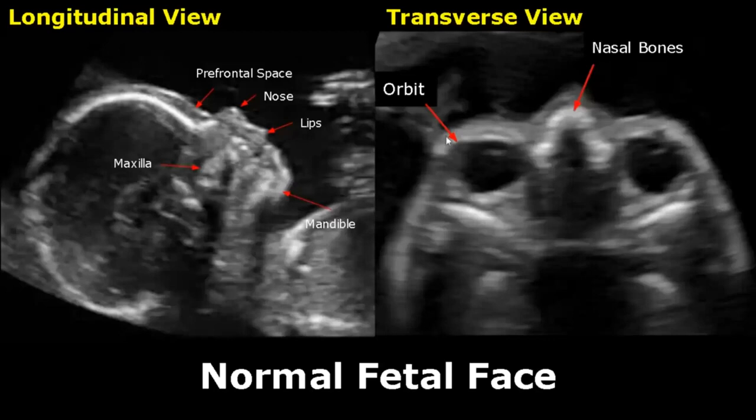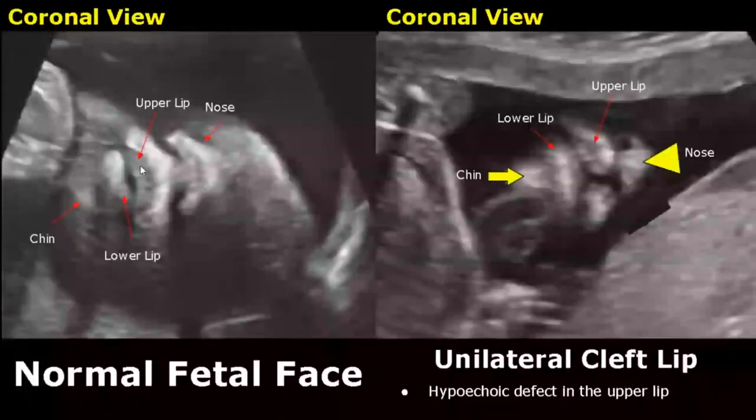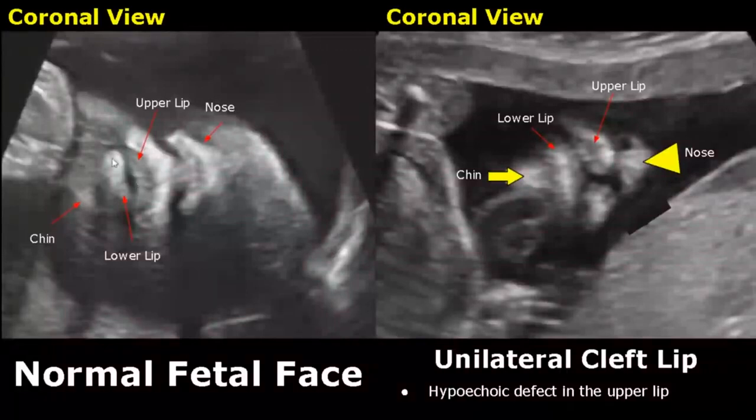The transverse view can be used to view the eyes, the orbits. These small structures are the lenses. And these hyperechoic structures are nasal bones. Here is a coronal view in which we can see the nose very clearly and also the upper and lower lips. This small hyperechoic area is the chin.